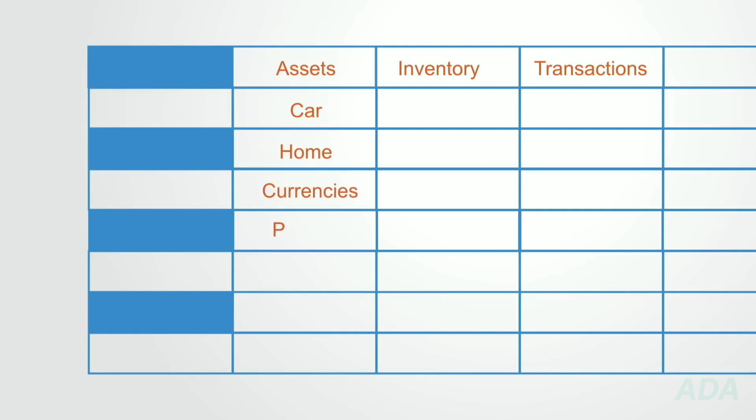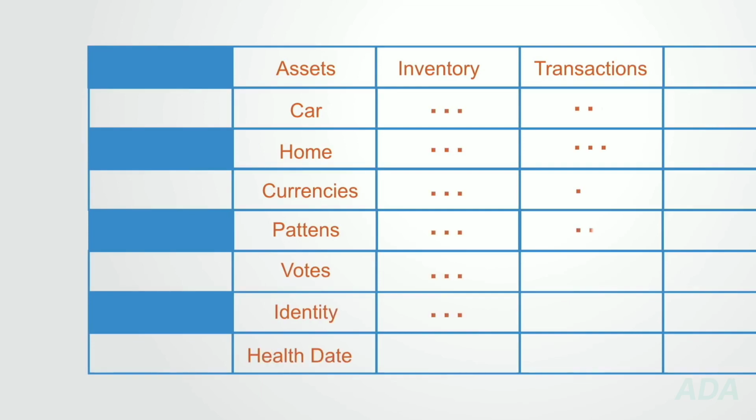Such ledgers can be used for any form of asset registry, such as inventory or monetary transactions. This might include the recording of hard assets such as physical property, cars, homes, etc., or intangible assets such as currencies, patents, votes, identity, healthcare data, or any other form of valuable information.